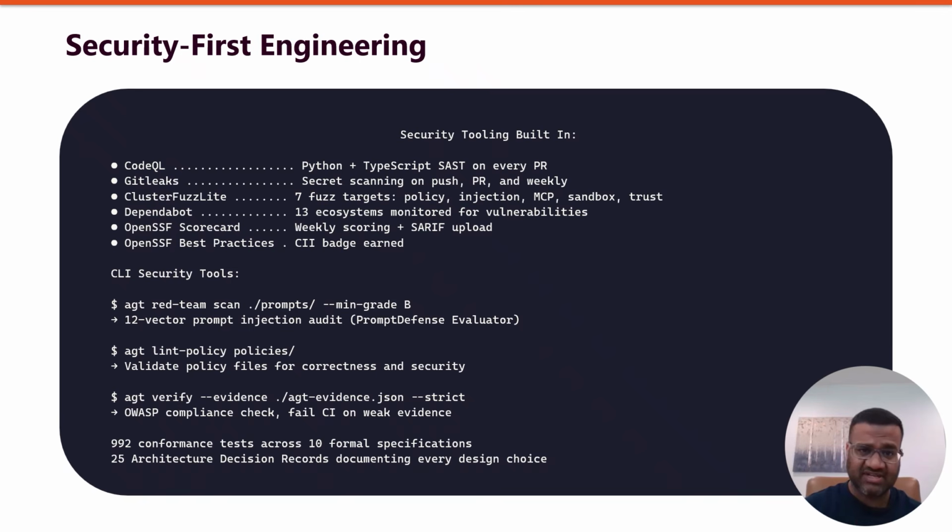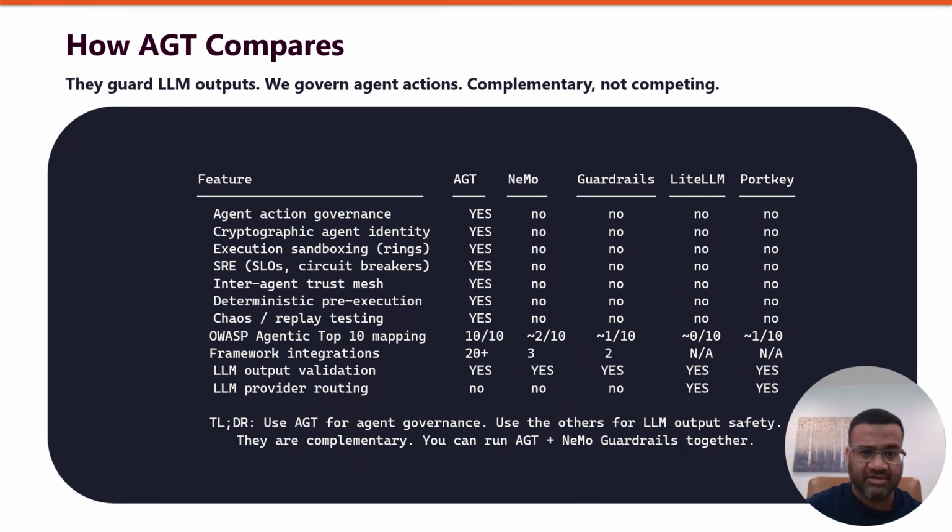ClusterFuzzLite has 7 fuzz targets covering the policy engine, injection detection, MCP parsing, sandbox escapes, and trust evaluation. Dependabot monitors 30 ecosystems, and the OpenSSF Scorecard runs weekly. We have earned the OpenSSF best practices CI badge. And there is a lot more, as you can see in the slide.